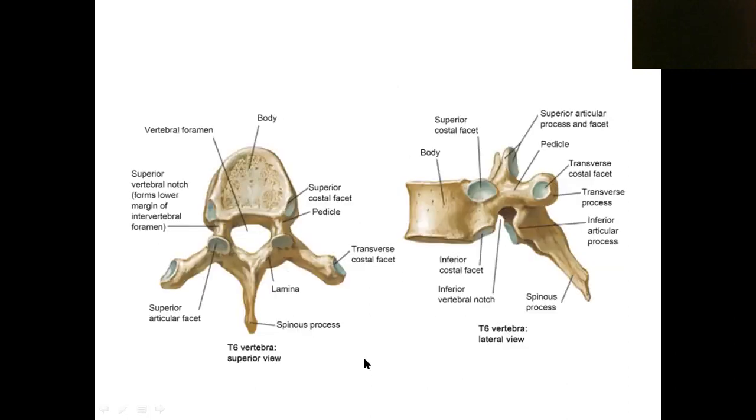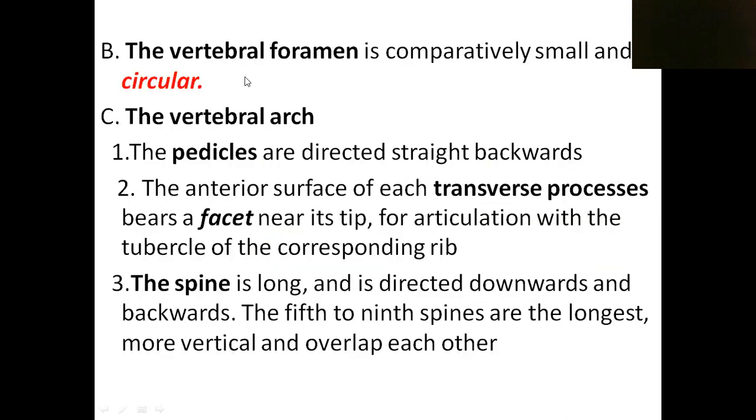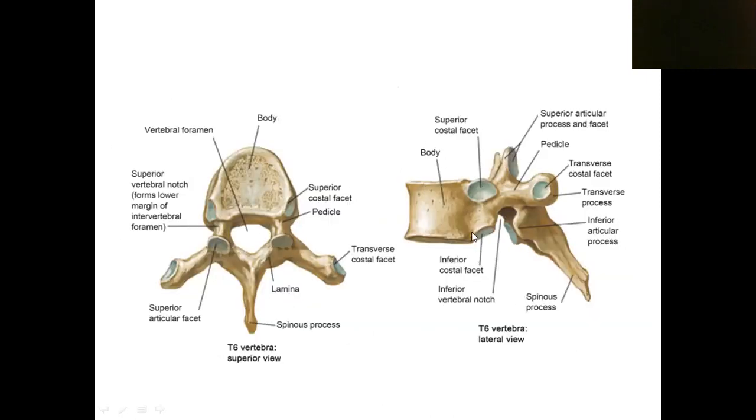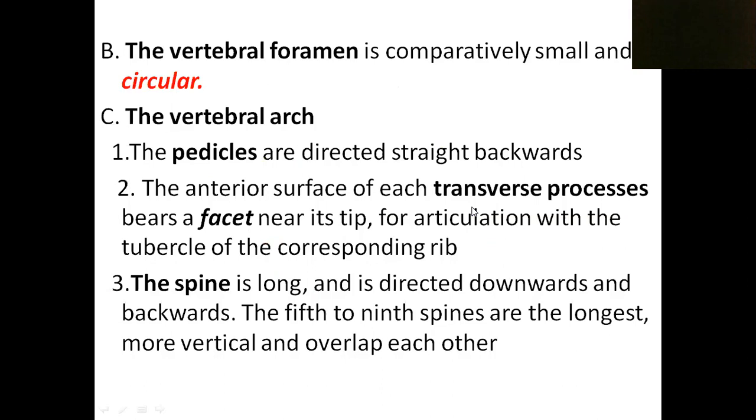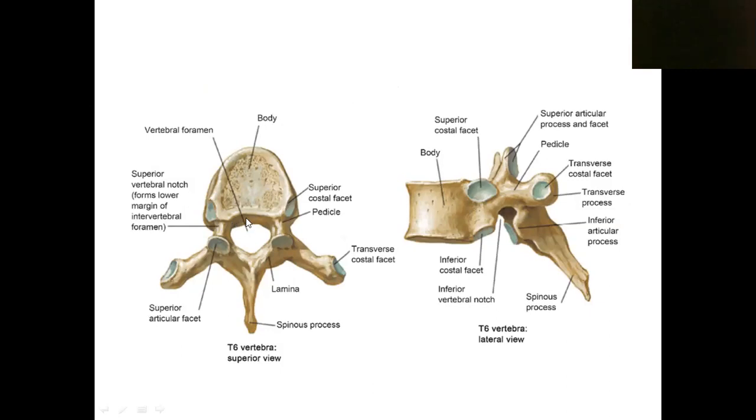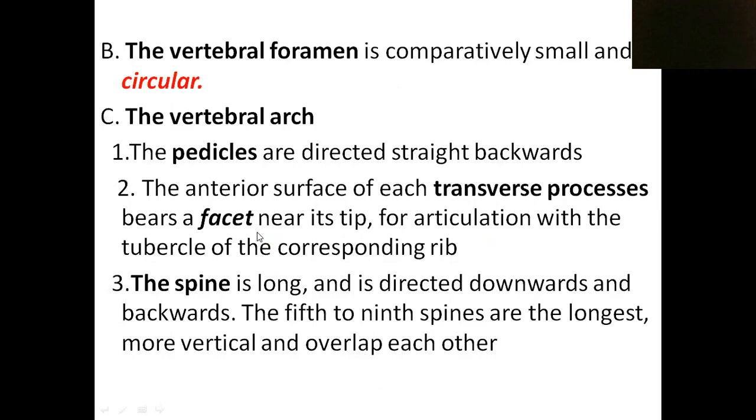Those points are clear. So the main important feature of this body is the heart-shaped body with the two facets on the sides, superior and inferior. Now the vertebral foramen is almost circular. In the cervical region it was triangular, but here it is not like that. Then the vertebral arch with a pedicle, lamina, spine, transverse process, and articular process.